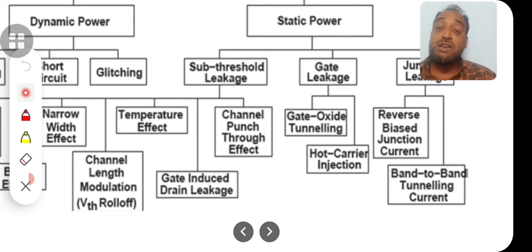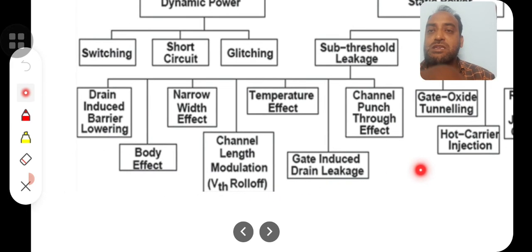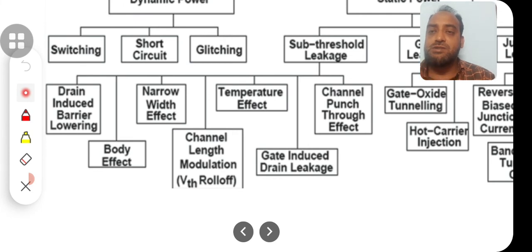Another kind is band to band tunneling current. These two currents happen at the interface of junctions. Coming to the subthreshold leakage current, there are many subthreshold leakage current mechanisms called drain induced barrier lowering, narrow bandwidth effect, body effect, temperature effect, channel length modulation, gate induced drain leakage, channel punch through effect. Just remember these titles. Whenever there is a need to explain this, we will definitely go through this.